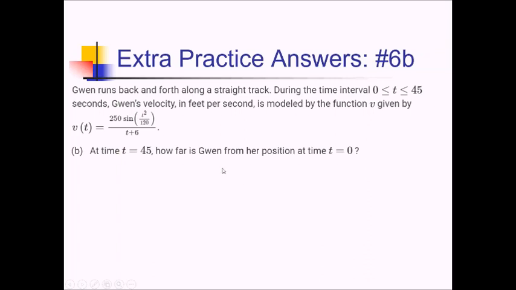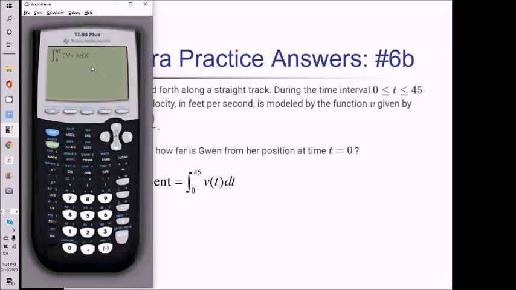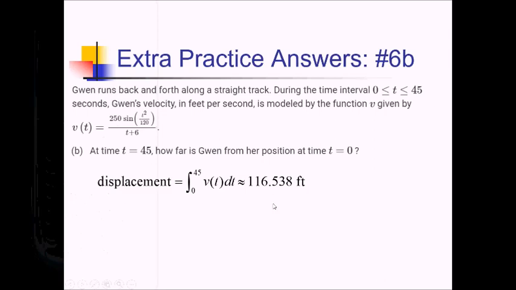For this part, they want to know at time 45, how far is Gwen from her position at time 0. So basically we're asking for Gwen's displacement, which is just going to be the integral from 0 to 45 of her velocity, v of t dt. So let's just plug that in the calculator. So here's the setup on my calculator. Again, I entered v as my y1, so that saves me the trouble of rewriting it. And then I just press enter, and her displacement, which is going to be measured in feet, is 116.538. Again, feet.